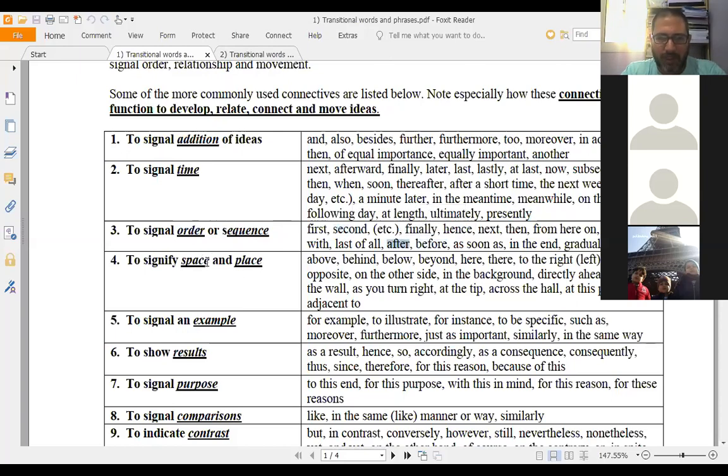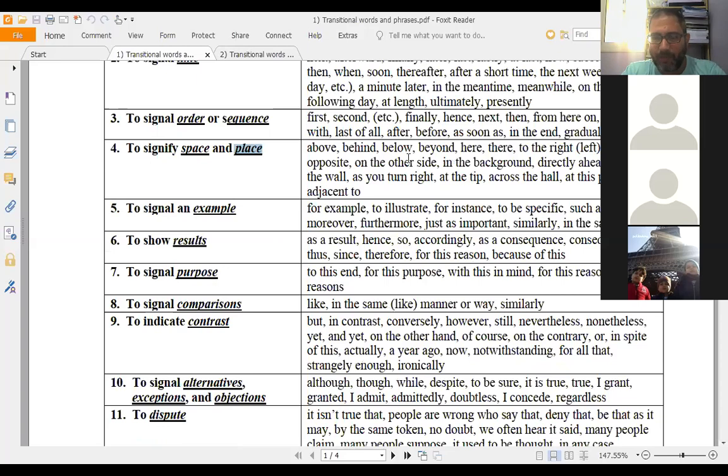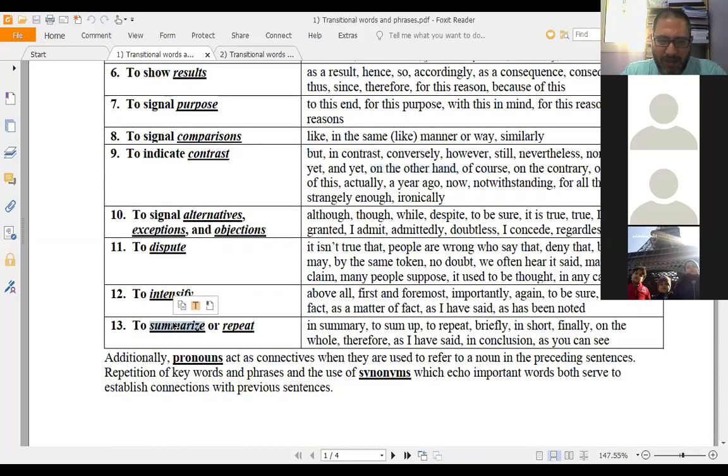If we are talking about space or place, we have above, behind, below, or in the background, and so on. Most of those are the transitional words you are using in your writing. So you can flourish your writing using those, and this worksheet has most or all of them. If we want to signal an example, I can say for example, to illustrate, for instance. For contrast, that's number 9, I can say in contrast, but, actually, on the other hand, and mostly joining paragraphs. If I want to summarize, you can say to sum up, to repeat briefly, and so on.